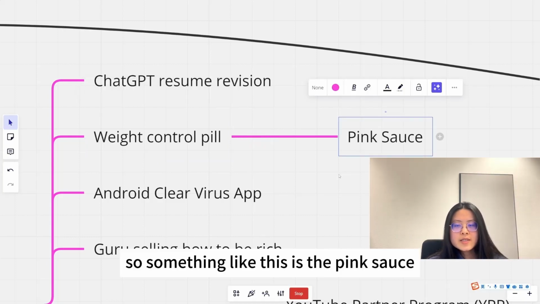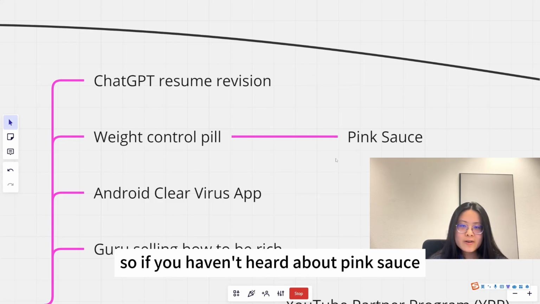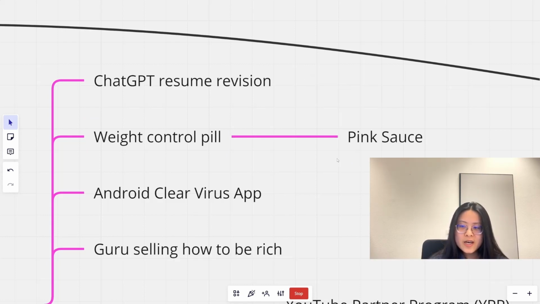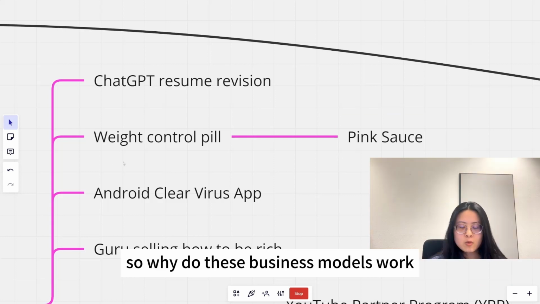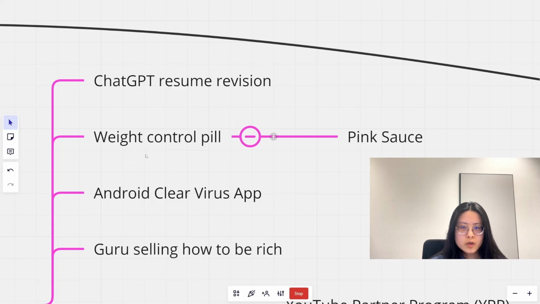So something like this is the pink sauce. If you haven't heard about pink sauce, please Google it. Basically, it also raises a lot of food safety concerns. So why do these business models work?